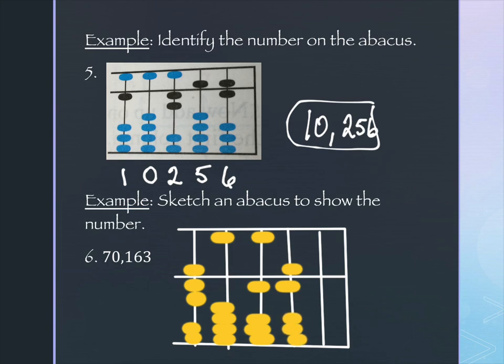And the last number is a 3. How do I get 3? 3 of the bottom ones pushed to the middle. What else do I need? 1 at the very top and 1 at the very bottom.